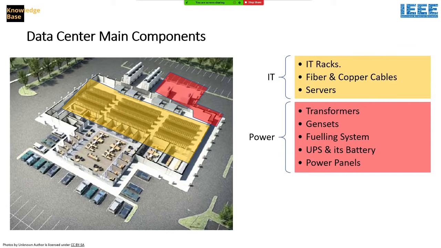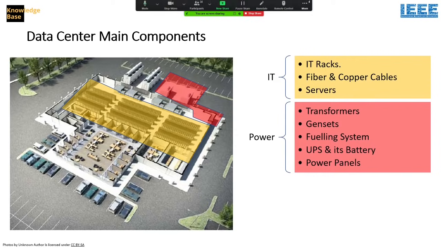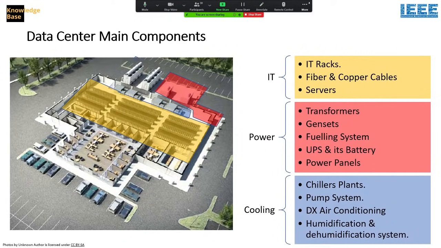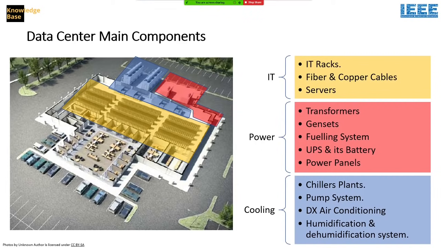Now, because you have power and you have a consumption of power, you have heat generated, and then you need to control the heat, so you need cooling. So cooling with the chiller plants, pumps, different types of cooling. We will talk about the different types of cooling later, but cooling itself is the third main component of a data center. So these three are the basic or the main pillars of a data center.